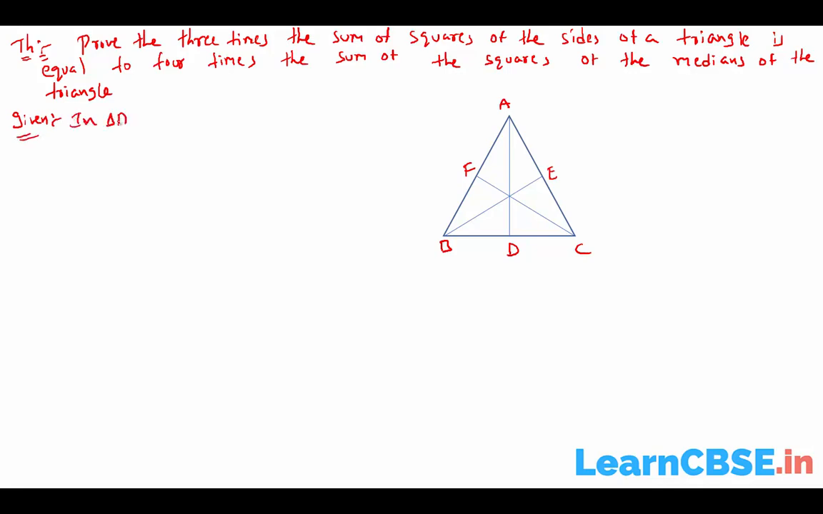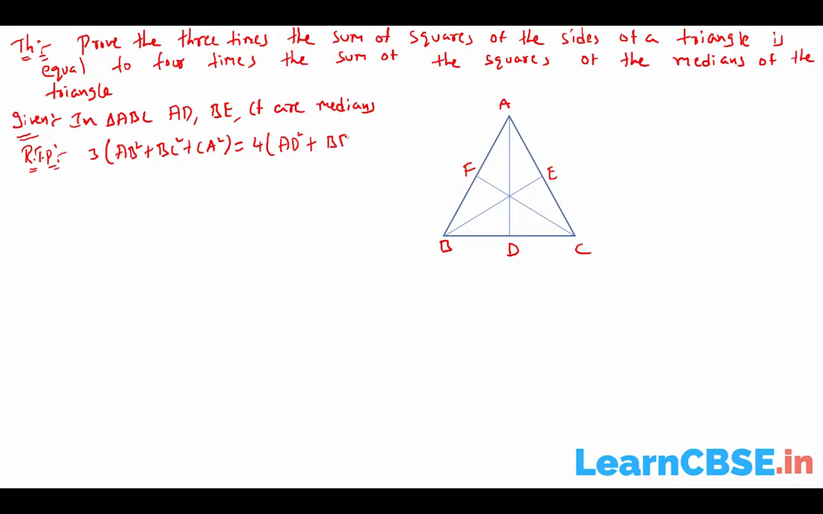In triangle ABC, AD, BE, CF are medians. Okay, so required to prove: 3 into (AB squared plus BC squared plus CA squared) equals 4 into (AD squared plus BE squared plus CF squared).